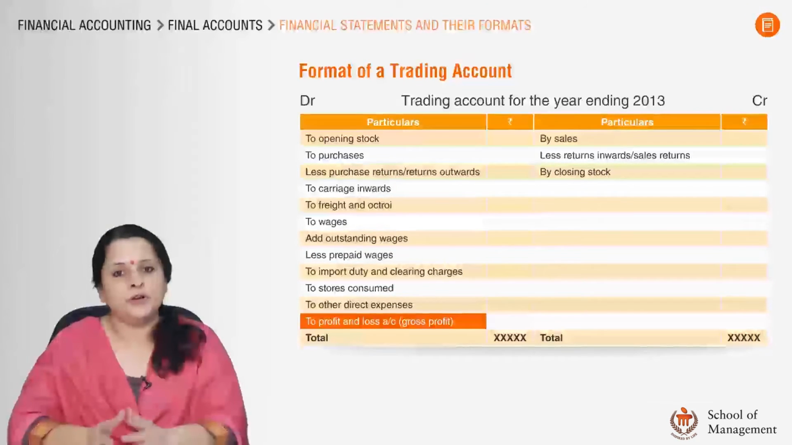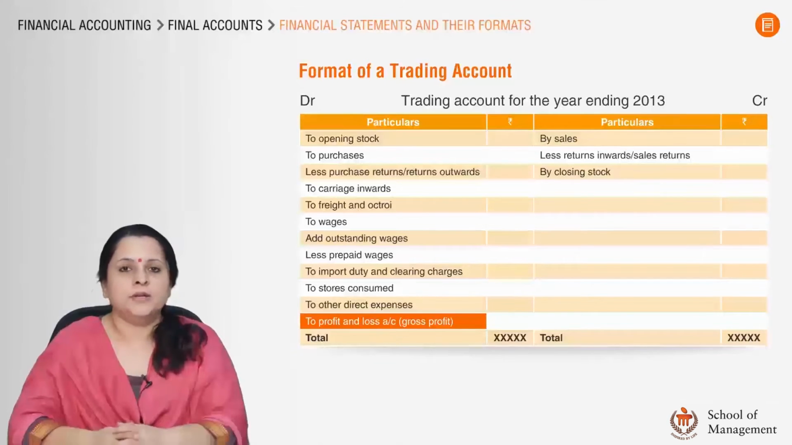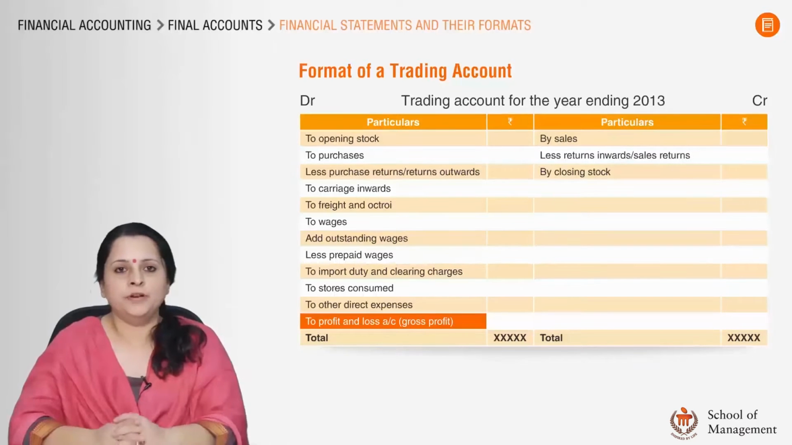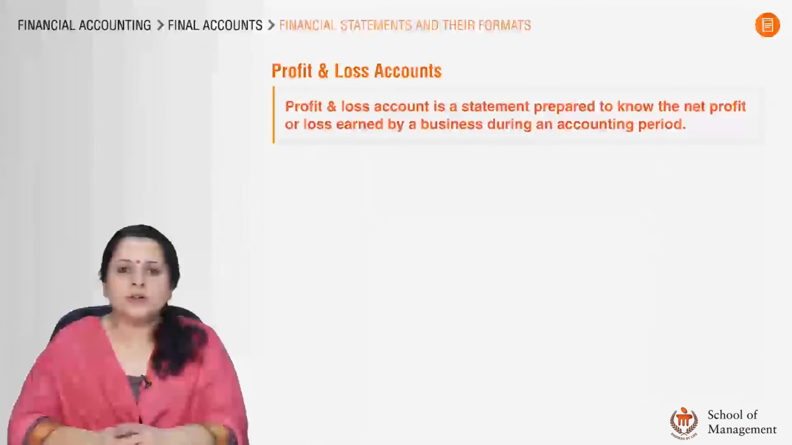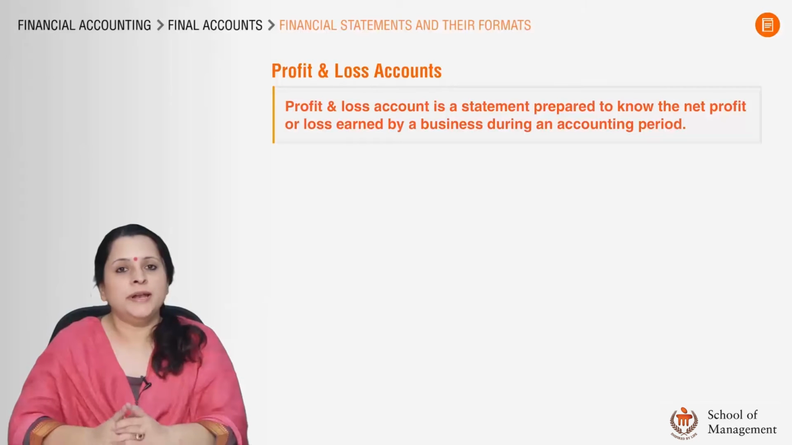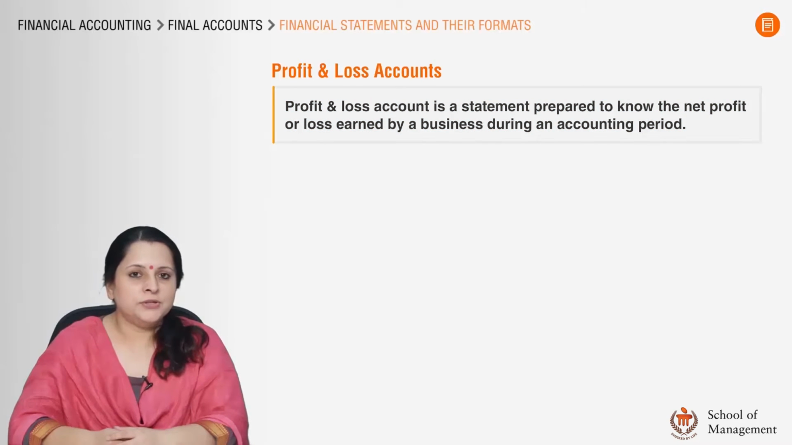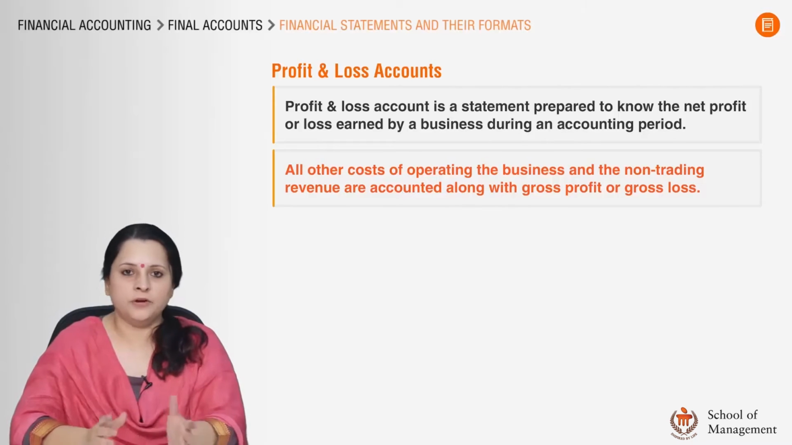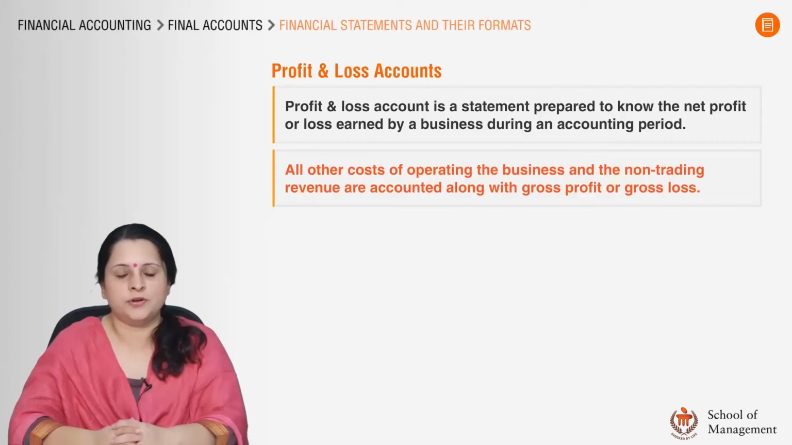Now, gross profit or loss is transferred to the profit and loss account in order to calculate the net profit or loss earned by the firm for the period. The profit and loss account is a statement that is prepared to know the net profit or loss earned by a business during an accounting period. In the P&L account, all the other costs of operating the business and the non-trading revenue get accounted, along with, of course, the gross profit or gross loss.